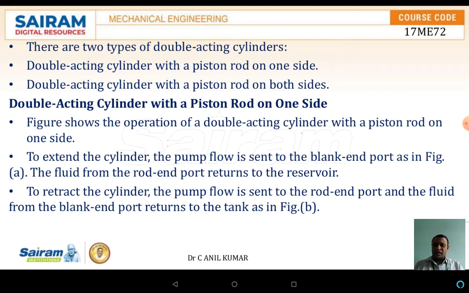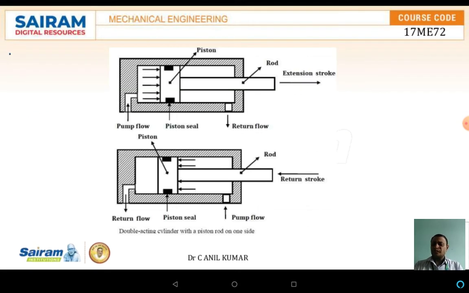The double acting cylinder consists of the piston as well as a rod, with the piston rod on one side. To extend the cylinder, the pump flow is sent to the back end port, as shown in figure A. The fluid from the rod end port returns to the reservoir. To retract the cylinder, the pump flow is sent to the rod end port. The fluid from the back end port is returned to the tank.